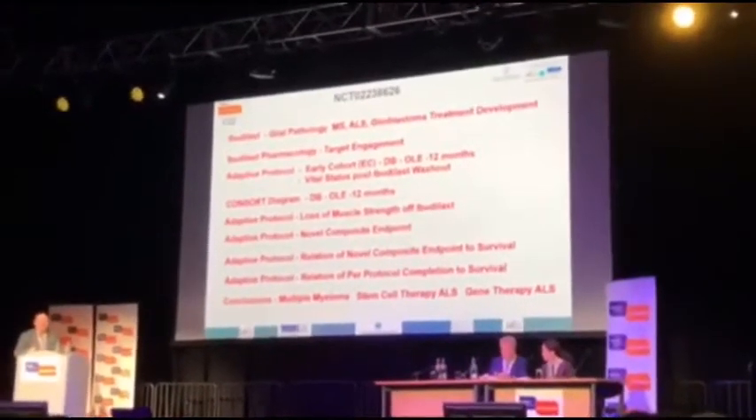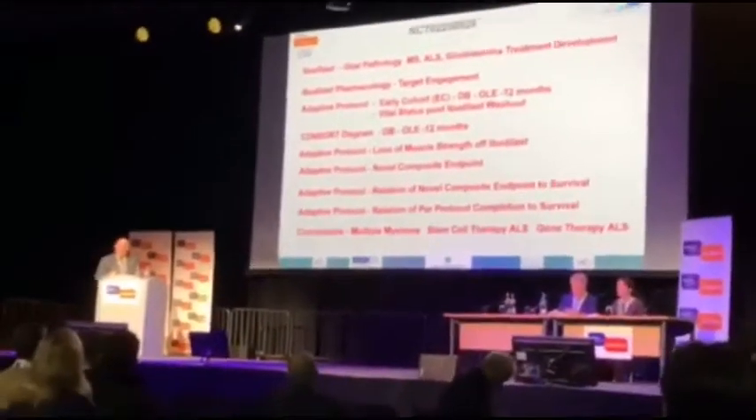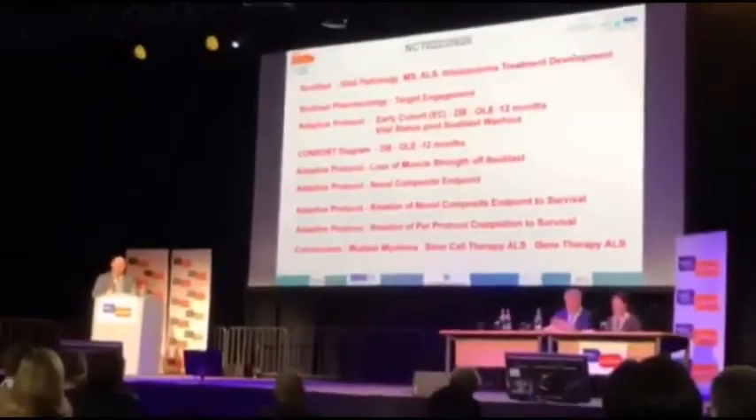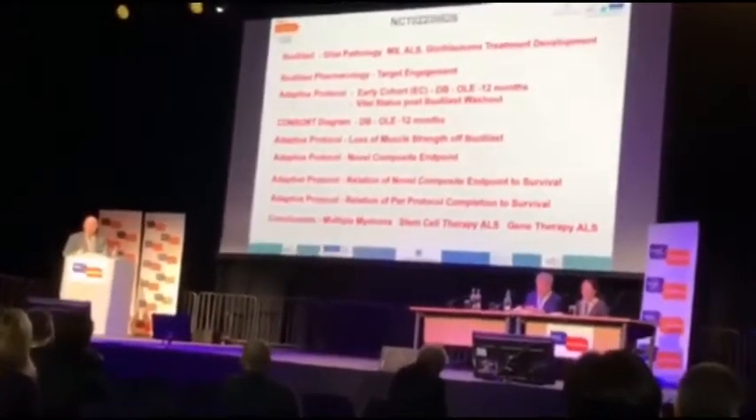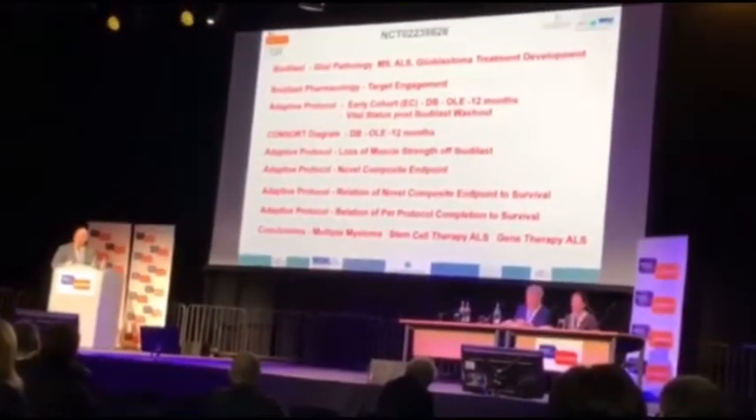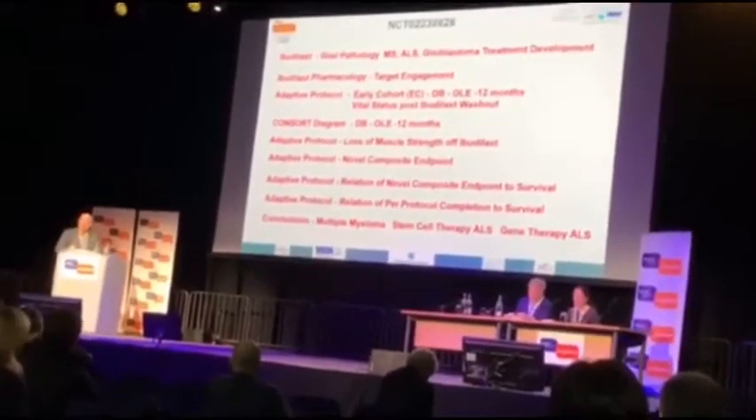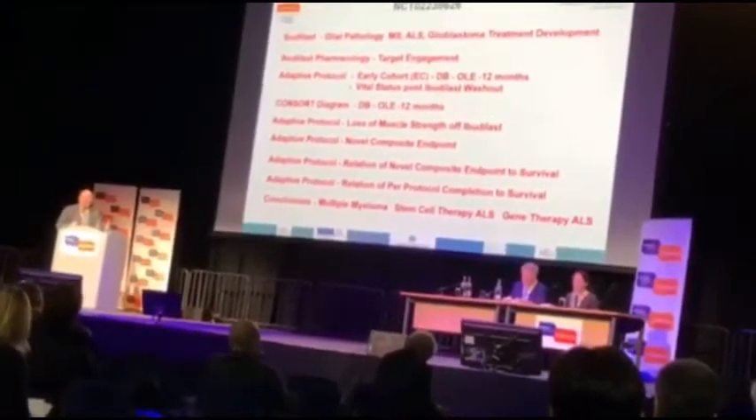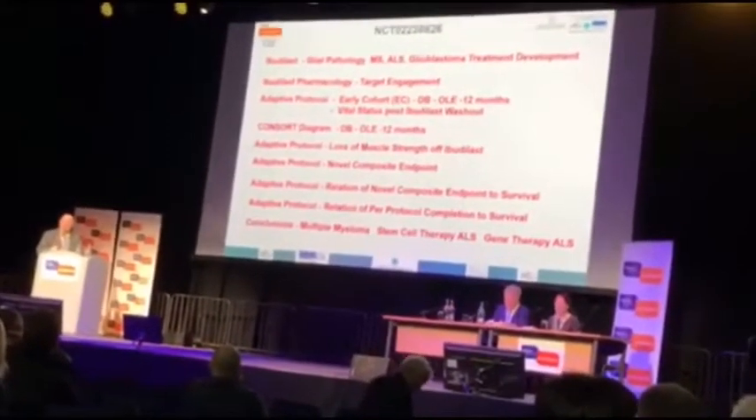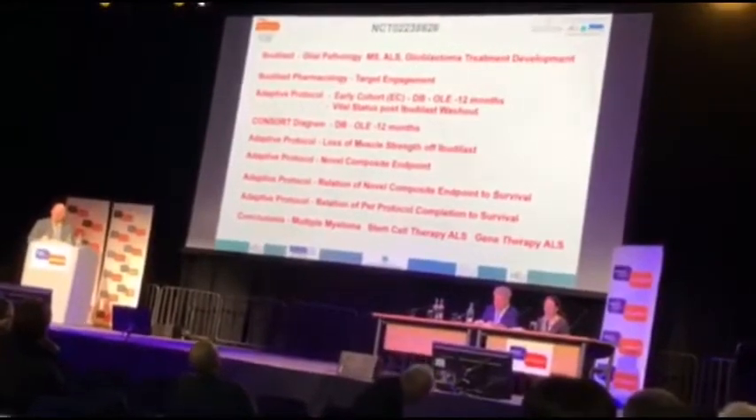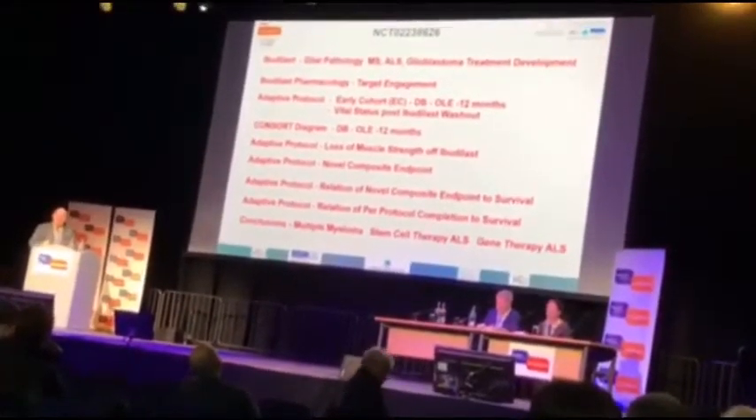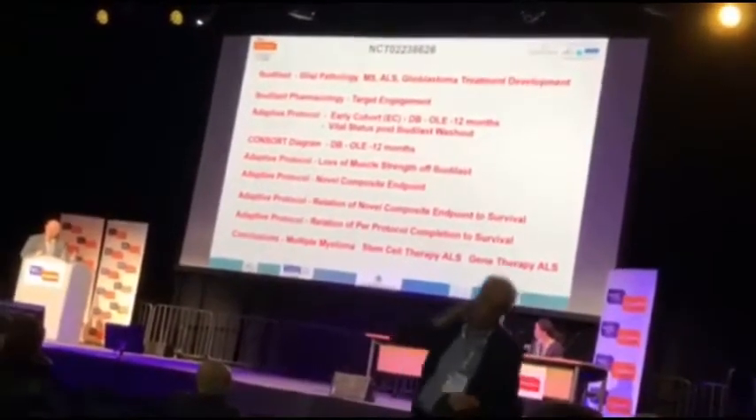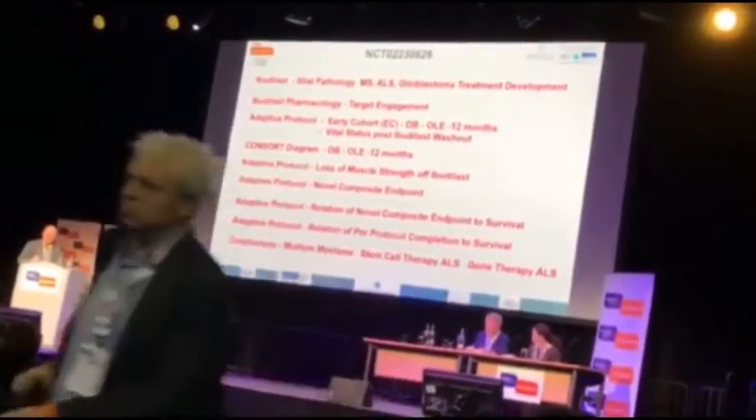We'll look at the adaptive protocol in terms of what we found in terms of loss of muscle strength when people stopped the ibudilast, and how we use that to form a novel composite endpoint. Then we're going to show the relationship of the novel composite endpoint to survival, and also discuss this in the context of per protocol completion, and look at this from the point of view of what Professor Palmer already presented, a treatment epic followed by looking at the survival of that treatment epic.